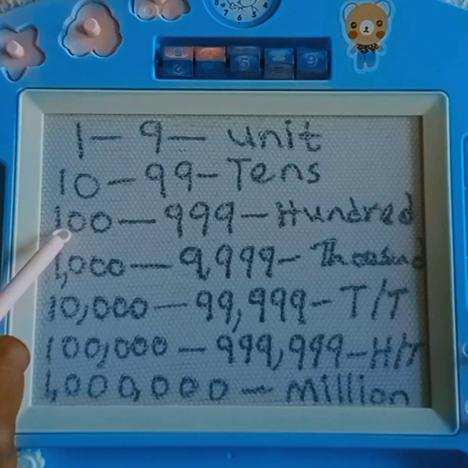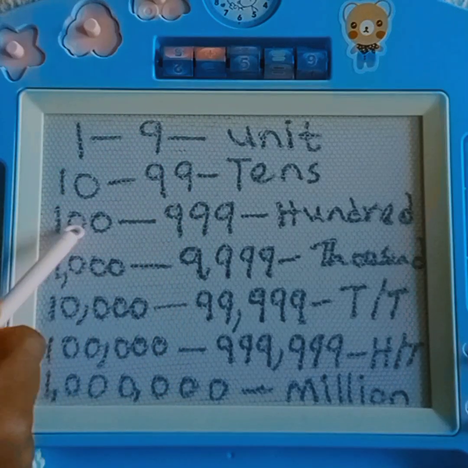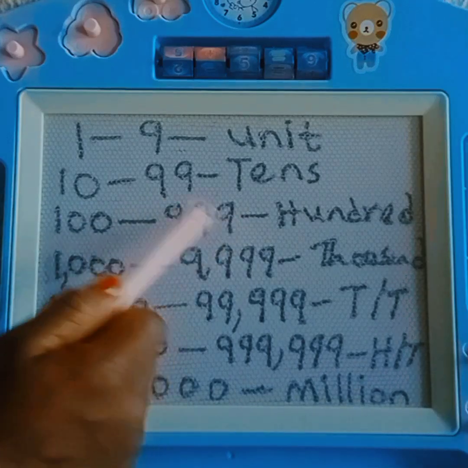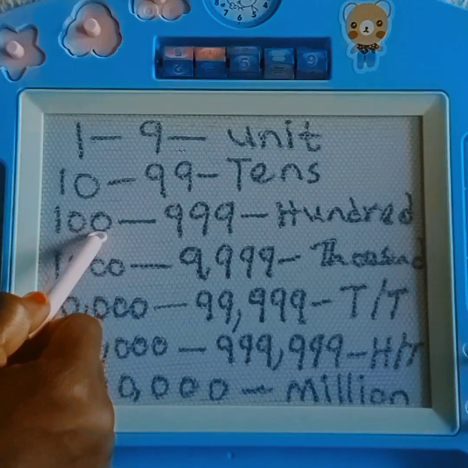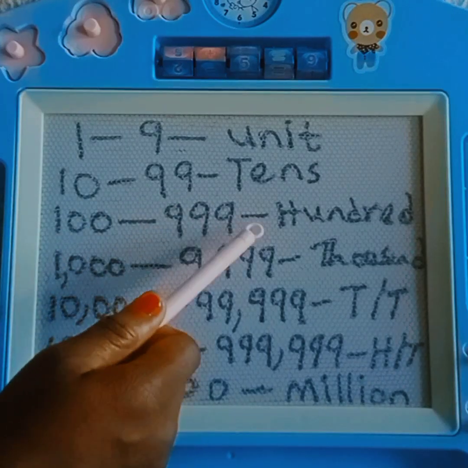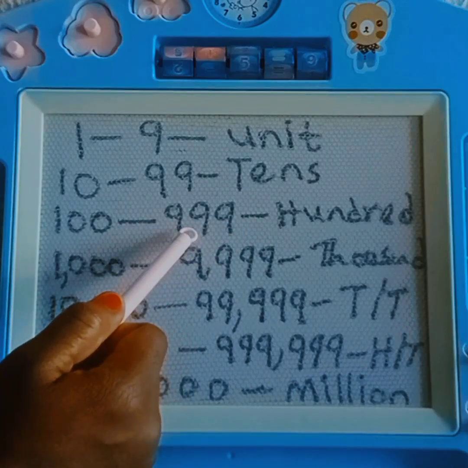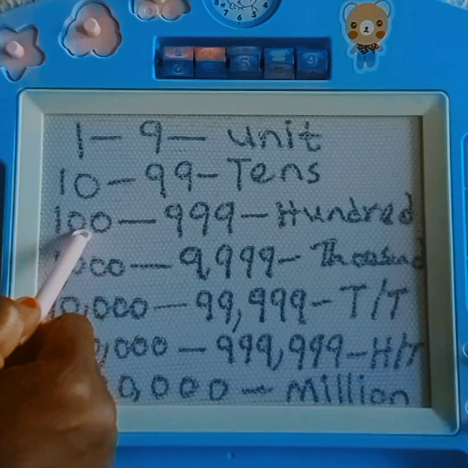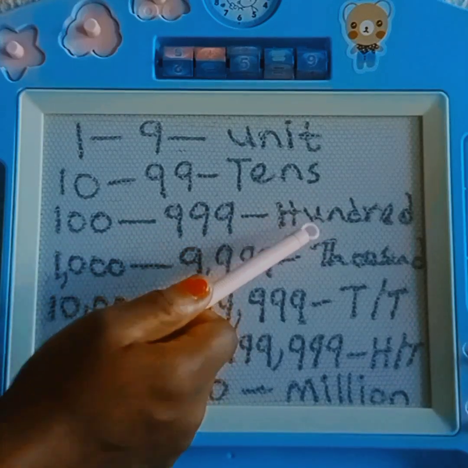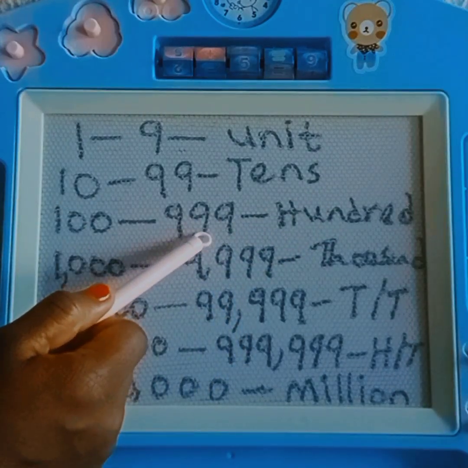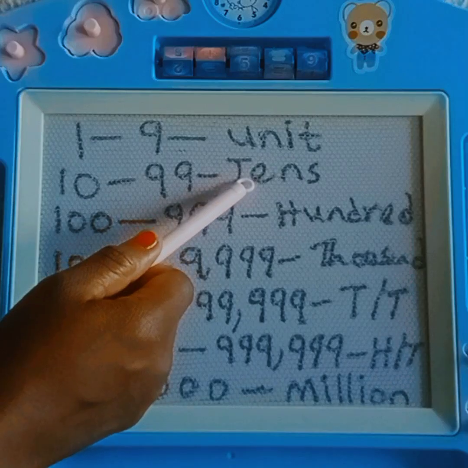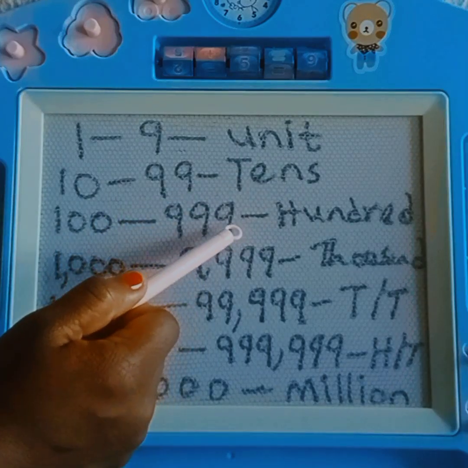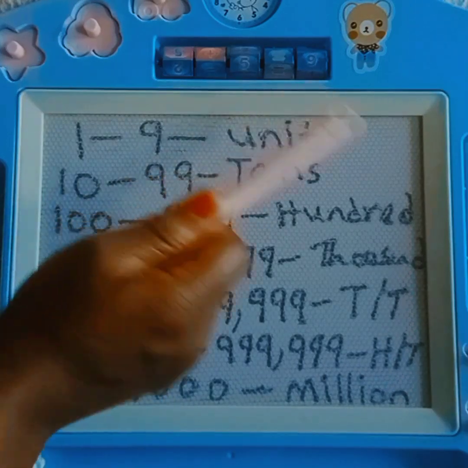Look at this. Here we have three digits, 1, 2, 3. So from 100 to 999, there are three digits. The place value of the first digit when you have three digits becomes hundreds. The second digit becomes tens. And the last one becomes units.